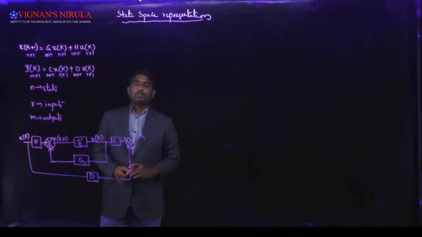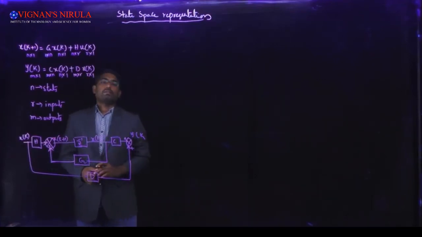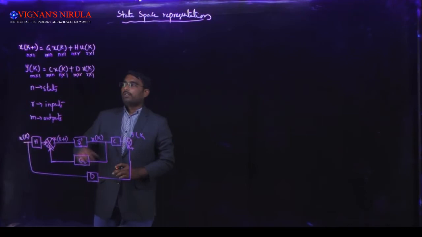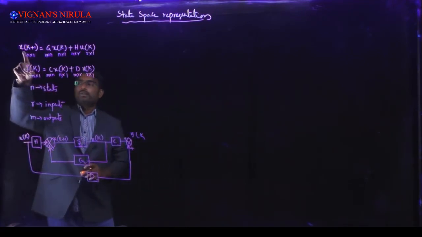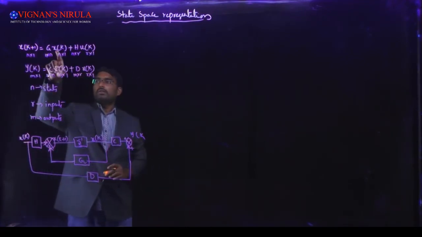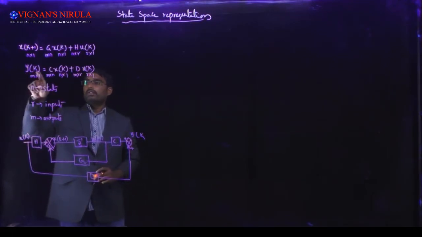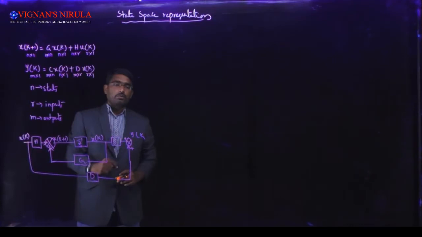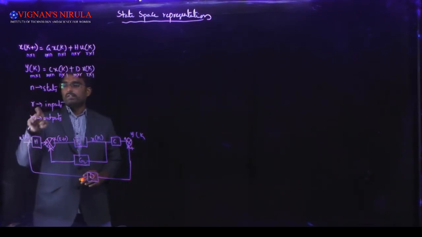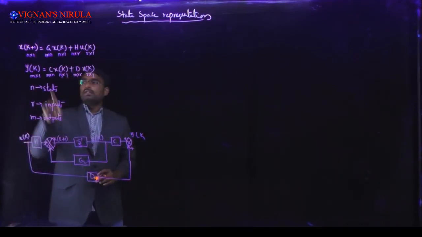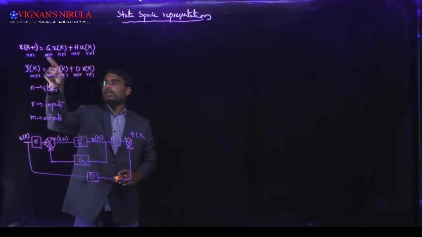In this lecture, I am going to explain about state space representation of a discrete time system. If you take the state equation for a discrete time system, it is x of k plus 1 equals G into x of k plus H into u of k. And the output equation is y of k equals C into x of k plus D into u of k. If you are having n states, r inputs and m outputs, these are the dimensions for their respective matrices.